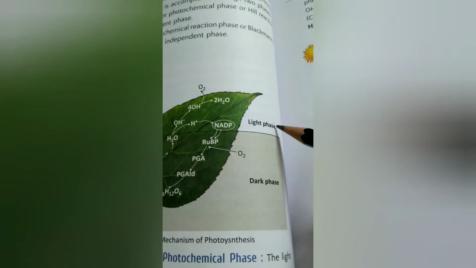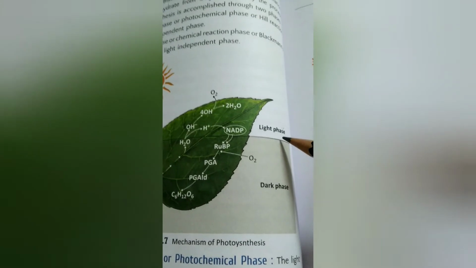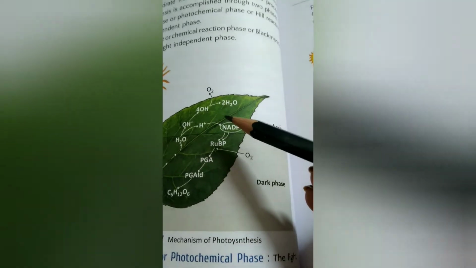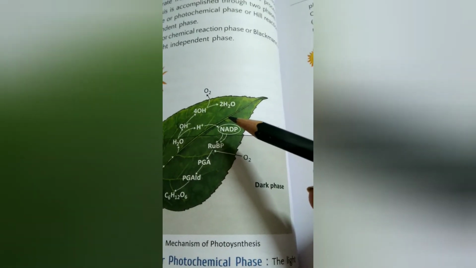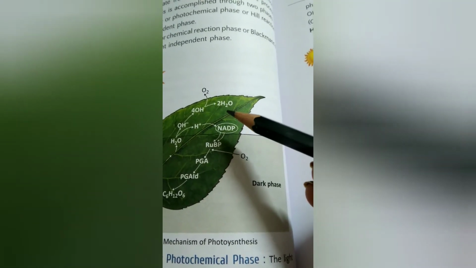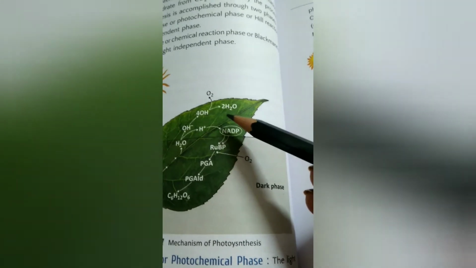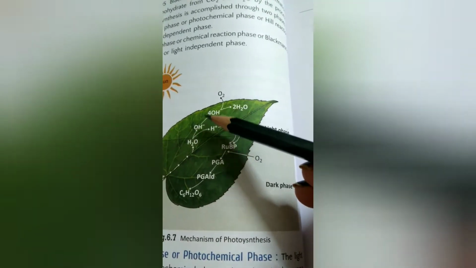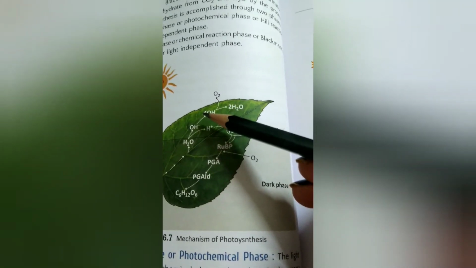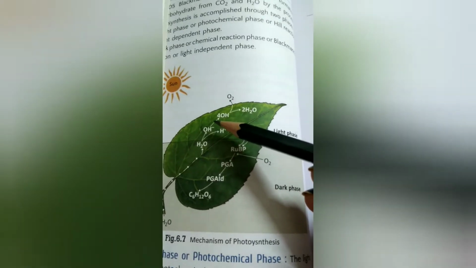So I'll tell you first about the light phase. It is also known as Hill reactions. These reactions take place in the grana of the chloroplast where chlorophyll containing thylakoids are present. First is absorption of light. Chlorophyll molecules absorb the incident sunlight and become excited. This is called activation of chlorophyll.